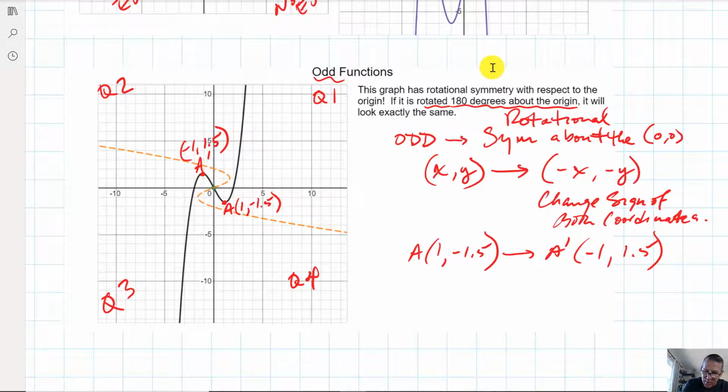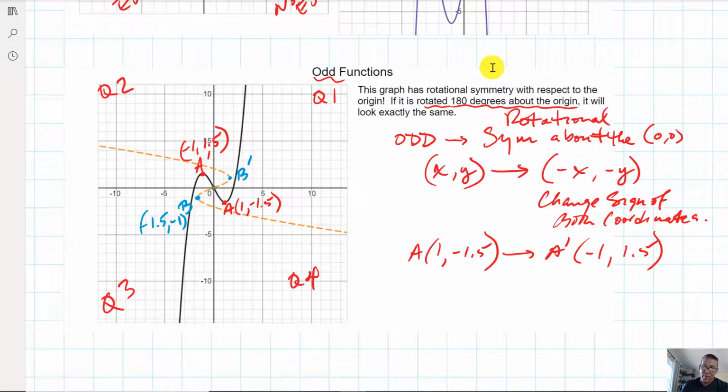So let's take another point. Let's take this point right here, B. Now B looks like it's (-1.5, -1). Notice that they're both negative. And it better get reflected over here 180 degrees.